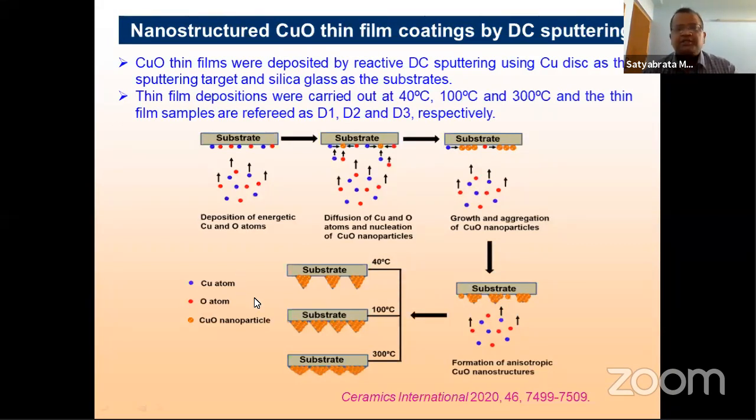So we have synthesized different thin film coatings at 40 degree, 100 degree, and 300 degrees centigrade, and they are named respectively D1, D2, and D3. What happens in this sort of a process is that when you sputter, we have a deposition of copper and oxygen atoms onto the substrate. Diffusion of these atoms leads to the nucleation of copper oxide nanoparticles, which grow, and further continual bombardment of the growing thin film results in formation of needle type anisotropic structures at different temperatures.